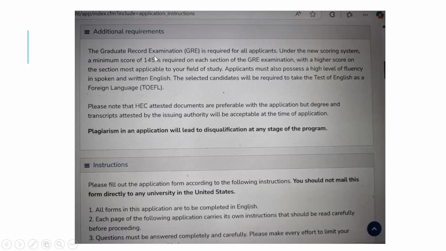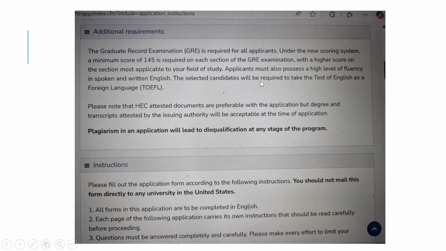Okay, so the GRE is required for Fulbright. GRE, or Graduate Record Examination, is required of all applicants under the new scoring system. You need a minimum of 145 for each section, 145 for English and 145 for math, with a higher score on the section most applicable to your field of study. This means that if you are applying for an engineering program, then your math score would be seen more closely. If you're applying for an art program, for instance, then your English score would be seen more closely.